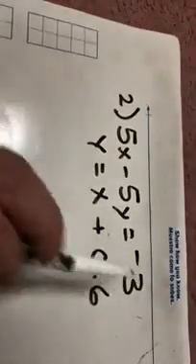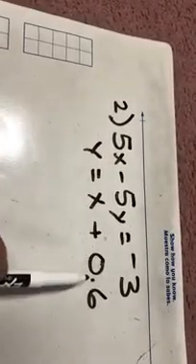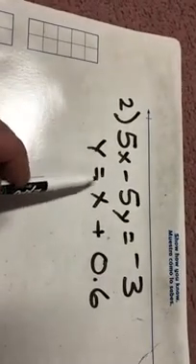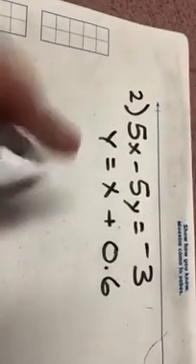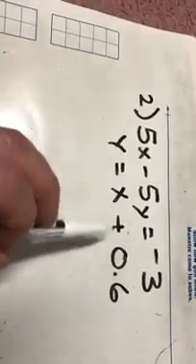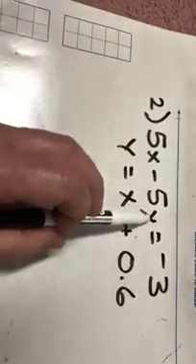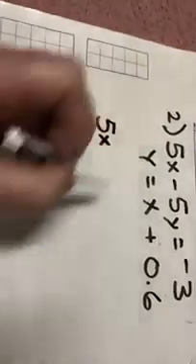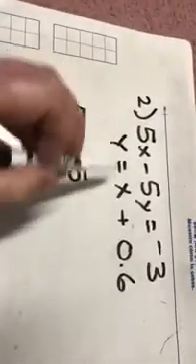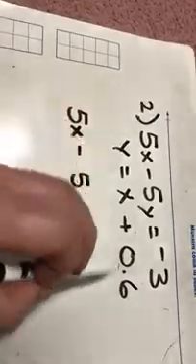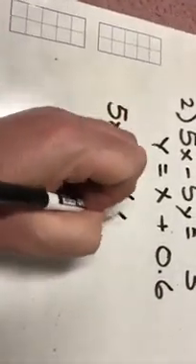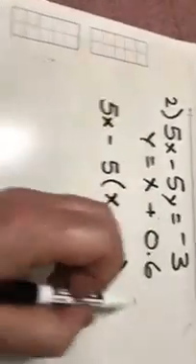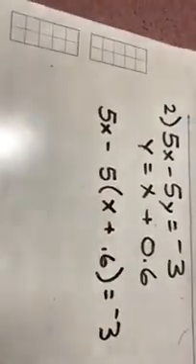5x minus 5y equals negative 3. Y equals x plus 0.6. Well, here y is already isolated and tells us that y equals x plus 0.6. So I'm just going to plug in x plus 0.6 for this y here. All right, so I'm going to end up with 5x minus 5, and since it's 5 times y, y equals x plus 0.6, x plus 0.6, and it tells me that that equals negative 3.